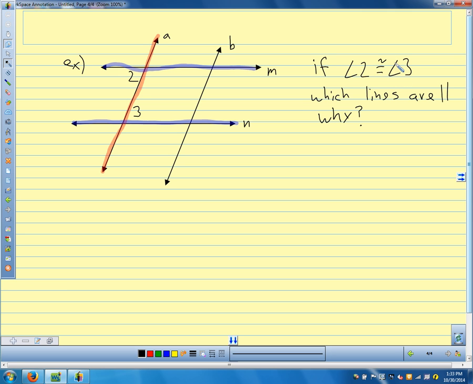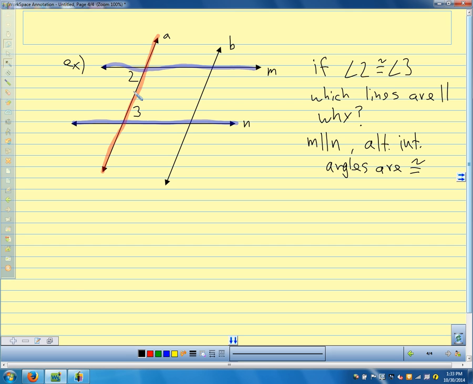Does that guarantee us that the lines are parallel? Yeah. Why? So our reason would be: line M is parallel to line N because alternate interior angles are congruent. That would be how we would justify our answer. These alternate interior angles are congruent, so our lines are parallel.